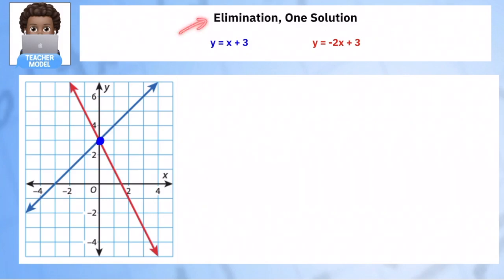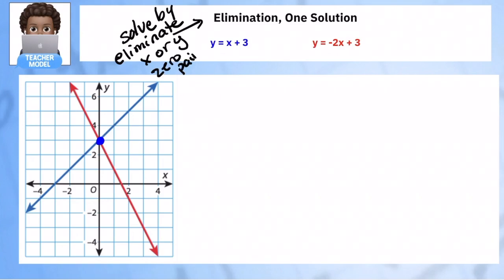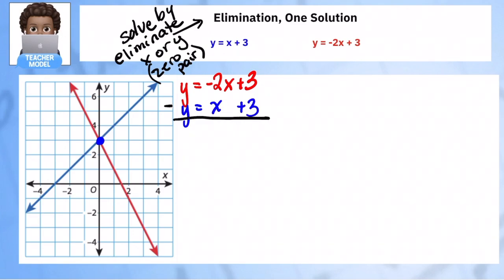To eliminate means we're going to solve really by eliminating either x or y. We're going to create that zero pair. So what does this look like? All right, I'm going to use our two equations. I'm going to write my second equation. And imagine I'm adding these two together.